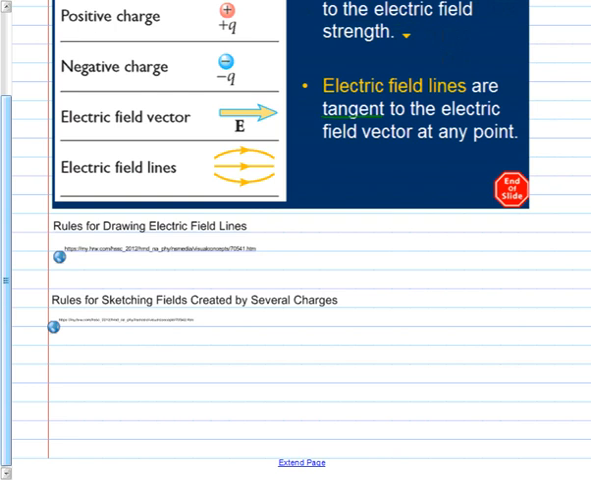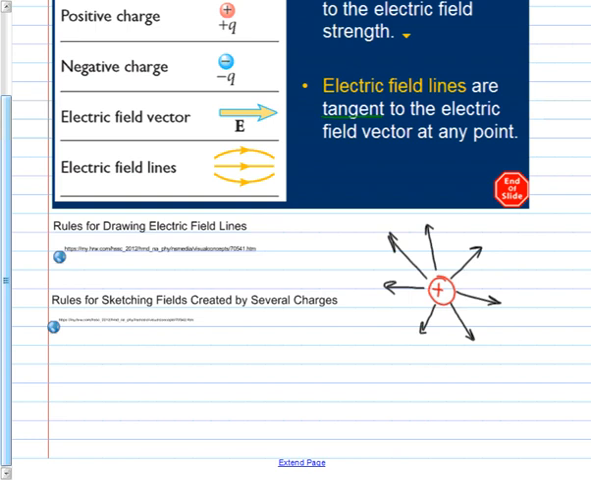But if I had, I'll go ahead and use red since I have red, this positive charge and I wanted to draw the electric field lines, then I would be drawing lines that are going exactly like this, exactly away from that positive charge, because the direction of an electric field is the direction that a positive charge would move.